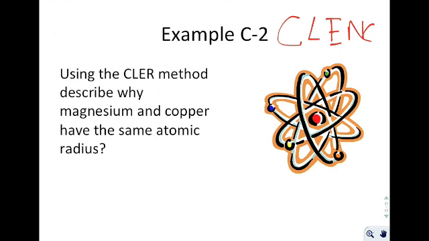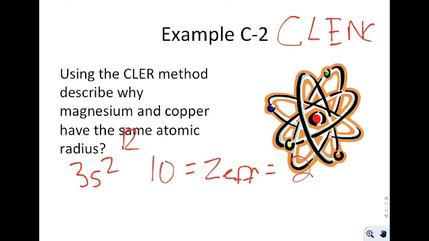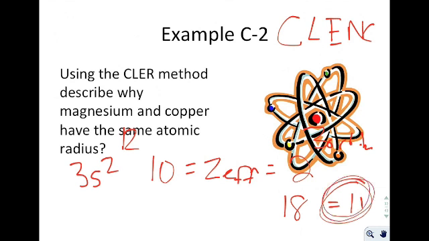So let's pull up our periodic table, and when we do that, we see that magnesium is 3s2, which means that it has 10 shielding electrons, and 12 is the atomic number. So the effective nuclear charge is 2, and it has 3 orbitals to contend with. Copper, on the other hand, is in the 4th column, and once again it has 18 shielding electrons, but it has an effective nuclear charge of 11. So that right there shows that copper has a greater effective nuclear charge.